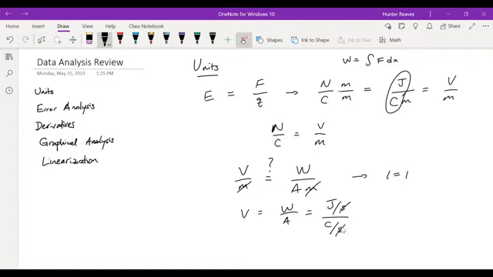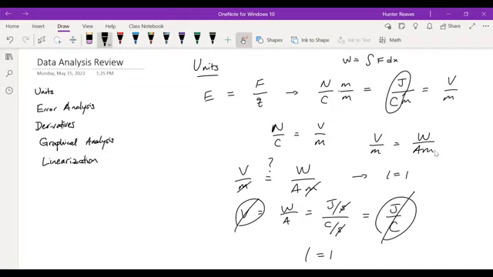So then you can cancel the seconds, and then you're just left with joules per coulomb, right? And we know by definition that a volt is equal to a joule per coulomb, so then we can cancel both of these, and we end with 1 equals 1. So we end up with a true statement, which means that a volt per meter is the same as a watt per amp meter. So it's kind of a weird representation, but it is factually correct. So then you can try that for the different cases on the other questions, and if you have any doubts or any clarifications, please feel free to reach out.